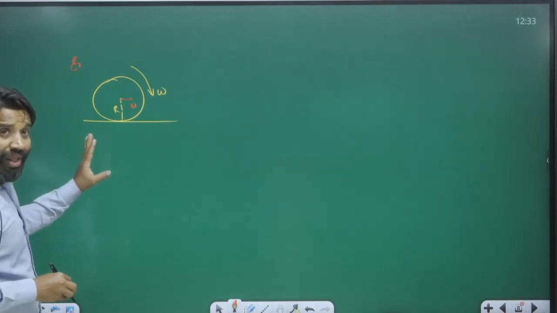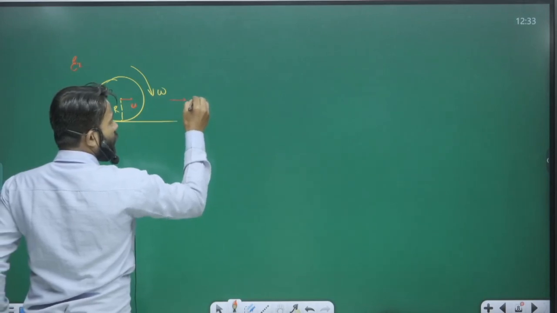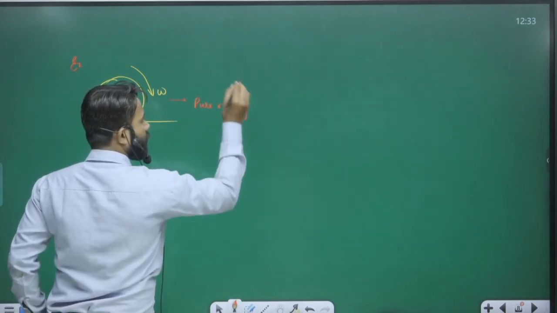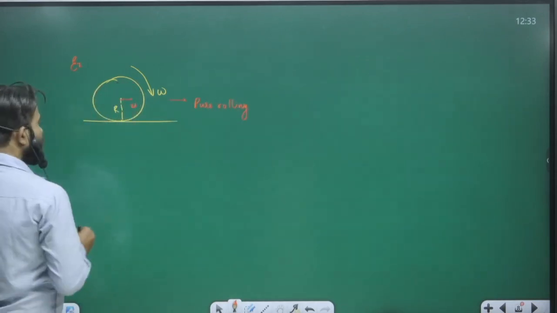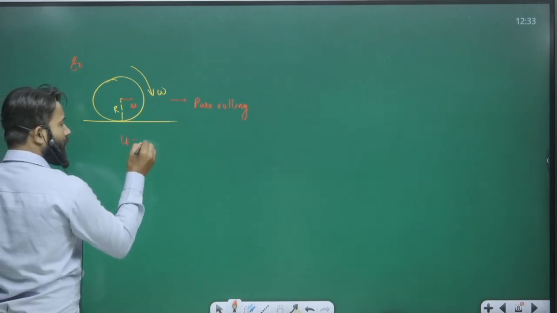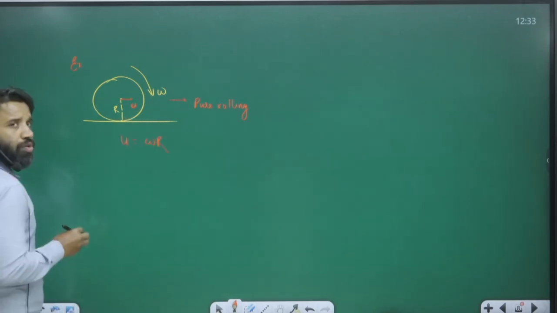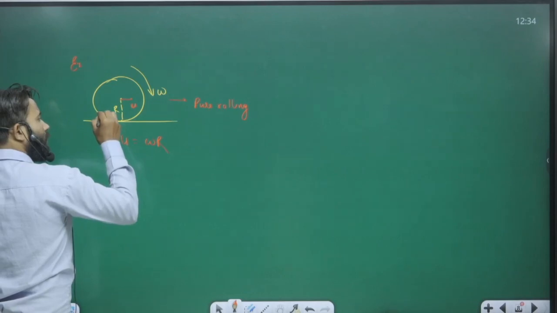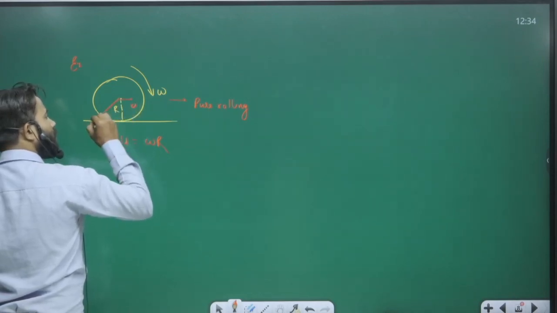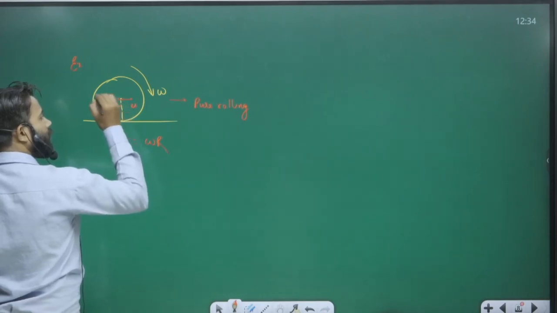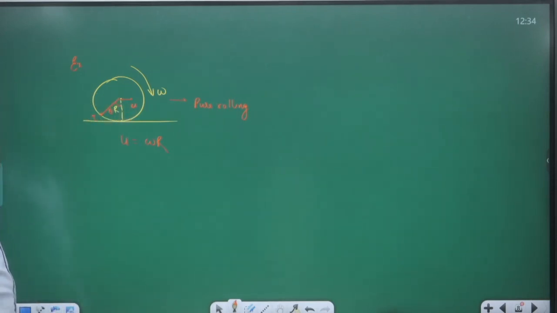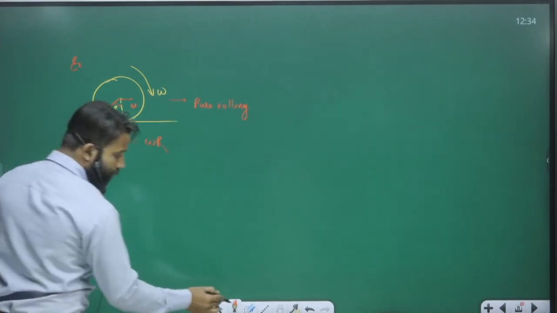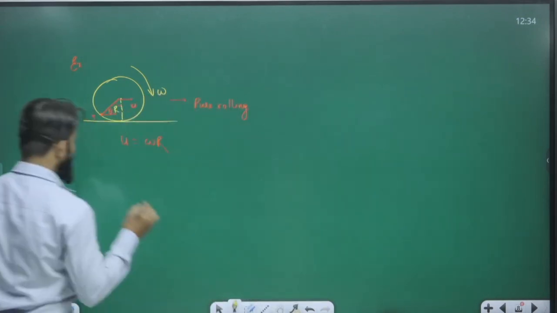Now this body is in pure rolling. Got my point? So in that case we can directly write down that u is equal to omega r. Now we want to find out the velocity of any general point P which is making some angle theta over here. If you observe, this point will have a velocity u in this direction. I am drawing the diagram in another part so that it can be represented clearly.